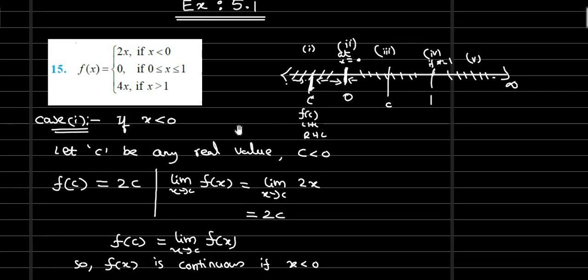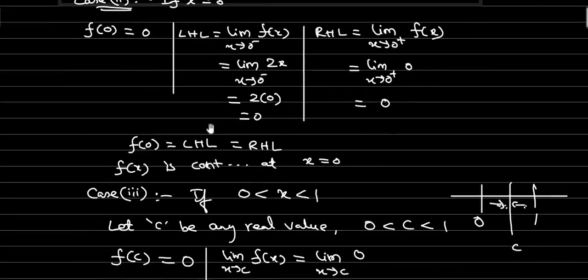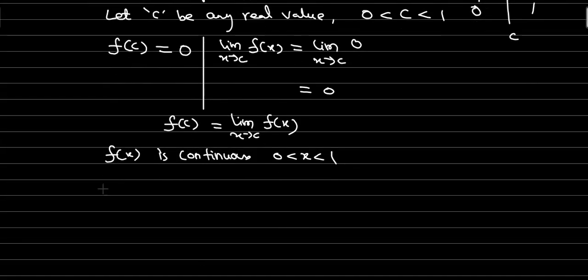Now case 4. So case 4, if x is exactly 1. Okay, we need to check the case where x takes the exact value 1. That is case 4.